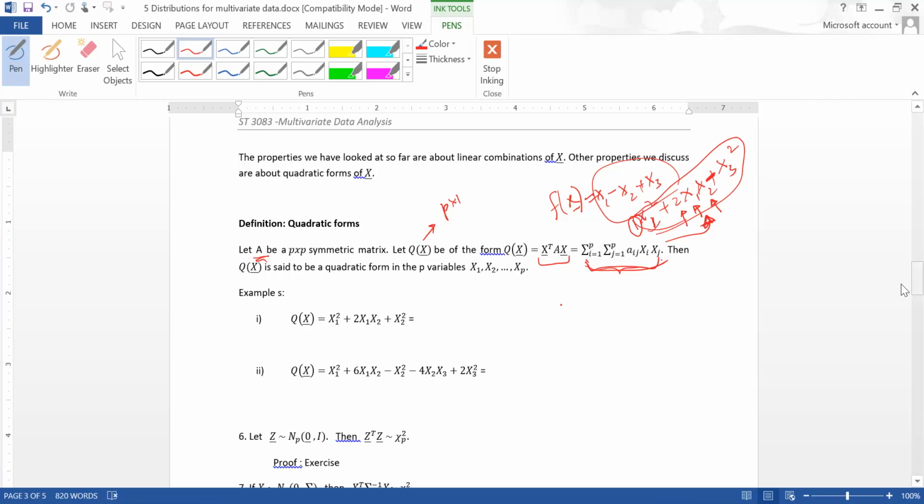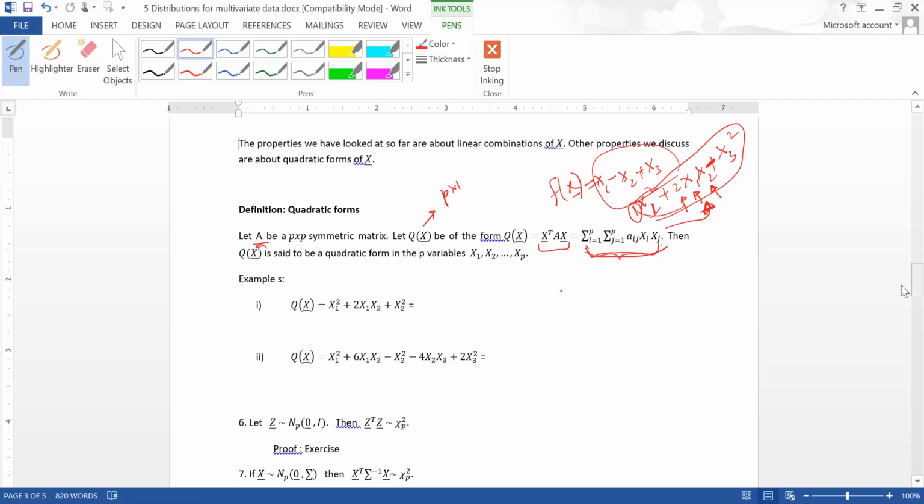And here are some examples. If the quadratic form is x1 square plus 2x1x2 plus x2 square, we have only two variables there, x1, x2. You can write this in X transpose A X form. So definitely X is x1, x2, and you will have a matrix A here, X transpose A X.